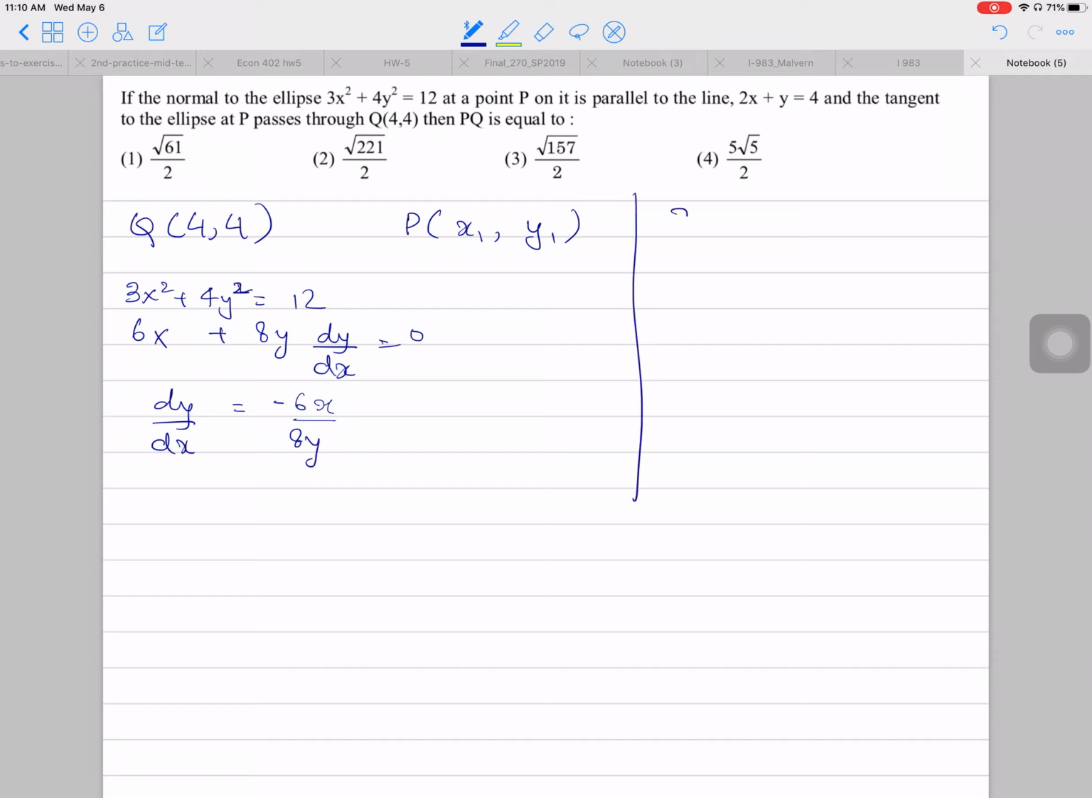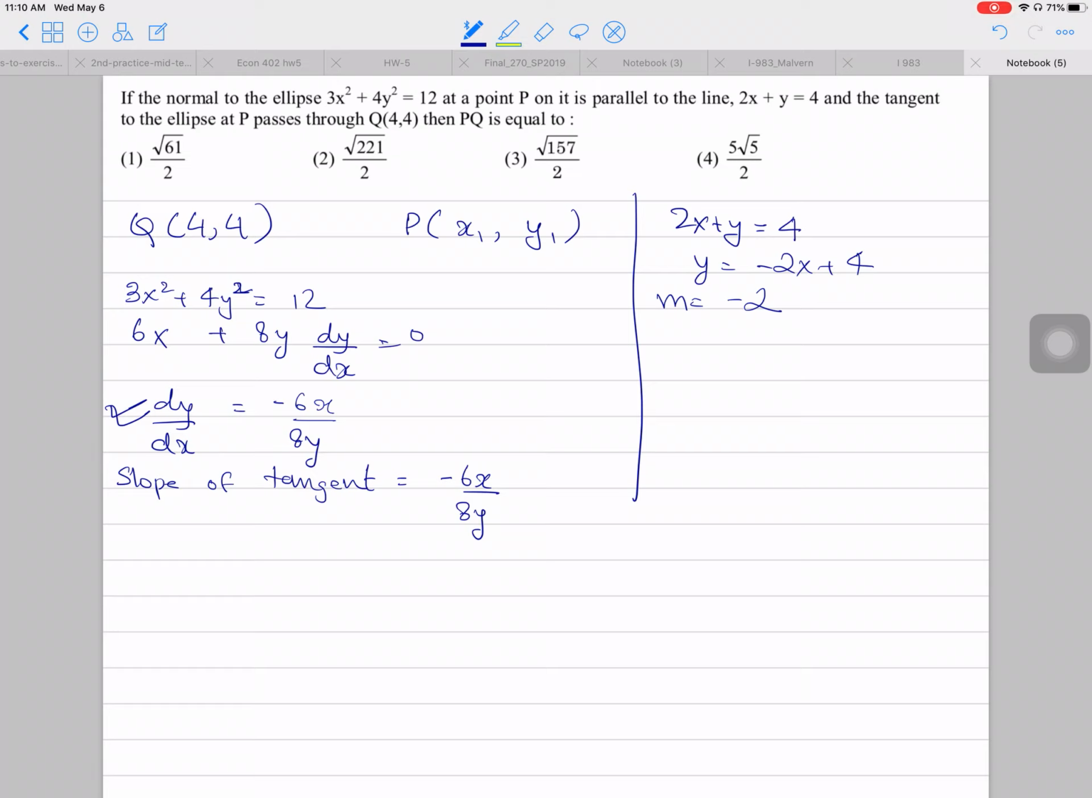We are also given the information that the line 2x plus y is parallel to the normal. So we know that y equals minus 2x plus 4. So the slope of this line is negative 2. And this dy by dx is the slope of the tangent. So the slope of the tangent is negative 6x over 8y. And the normal is parallel to our line.